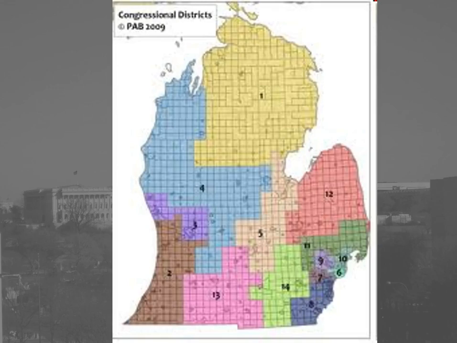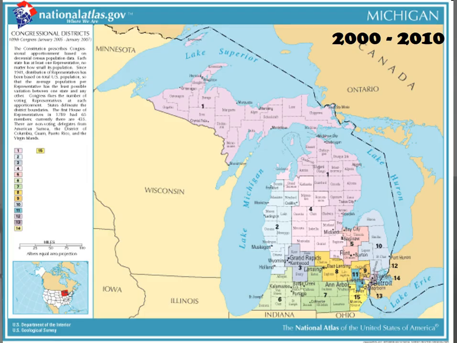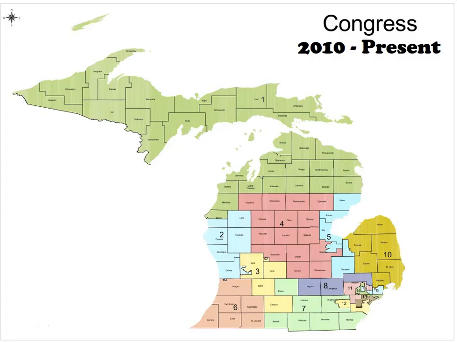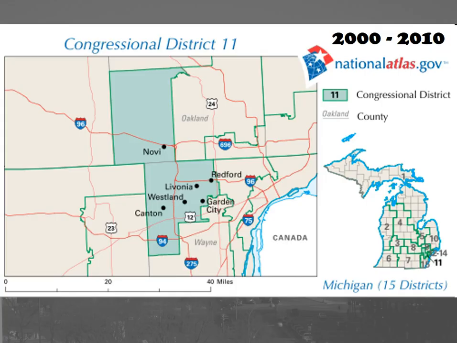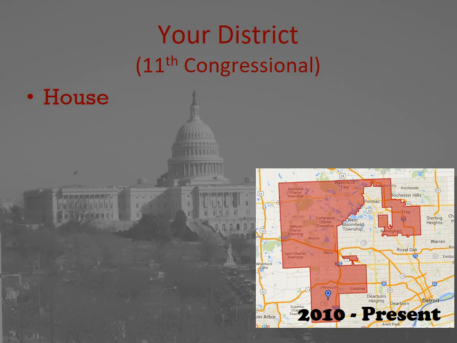This is what Michigan looked like in 2009, before the census. From 2000 to 2010, this is what our districts looked like. You're the blue dot on the bottom, the 11th Congressional District. This is what things look like today. You're still the 11th Congressional District, but it looks a little bit different. Quite obviously gerrymandered.